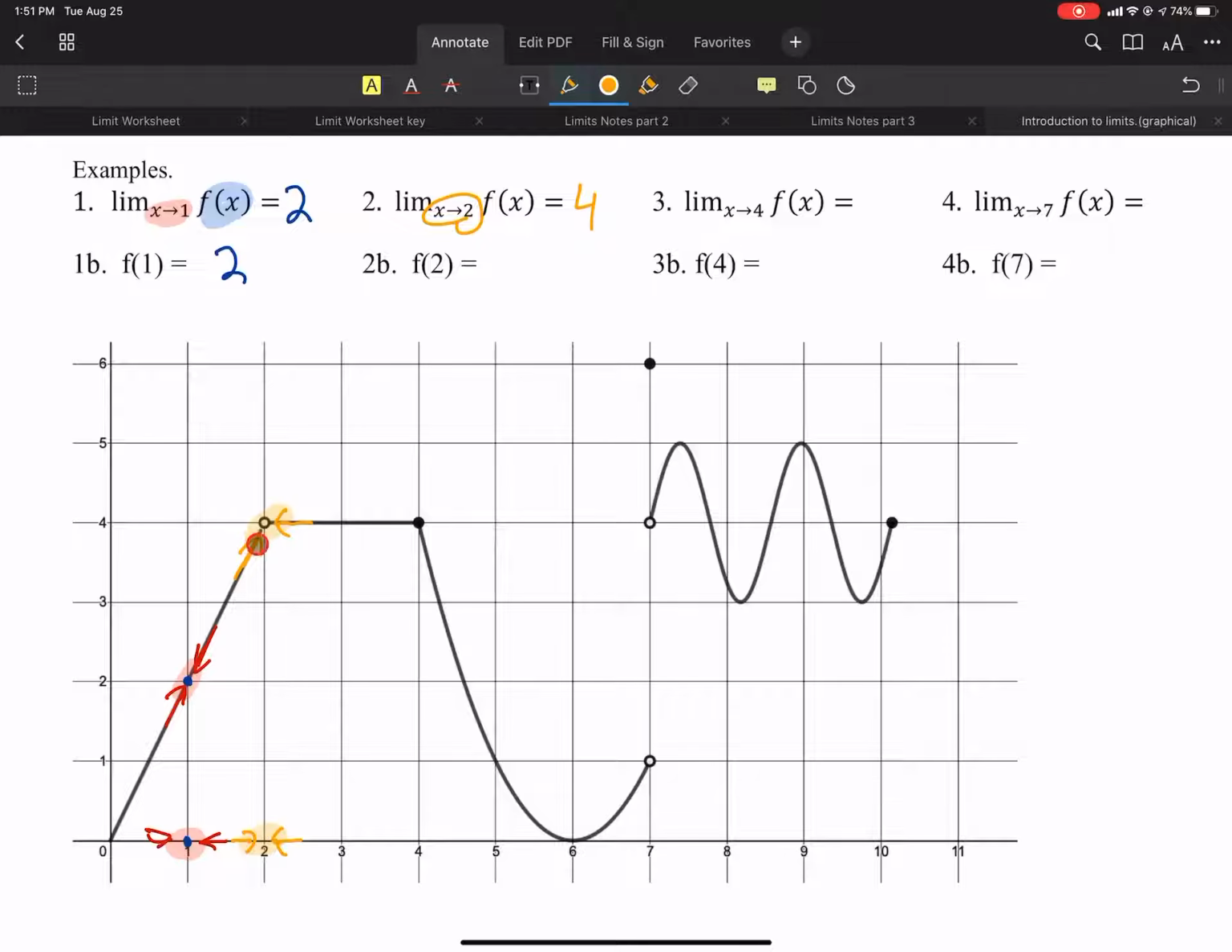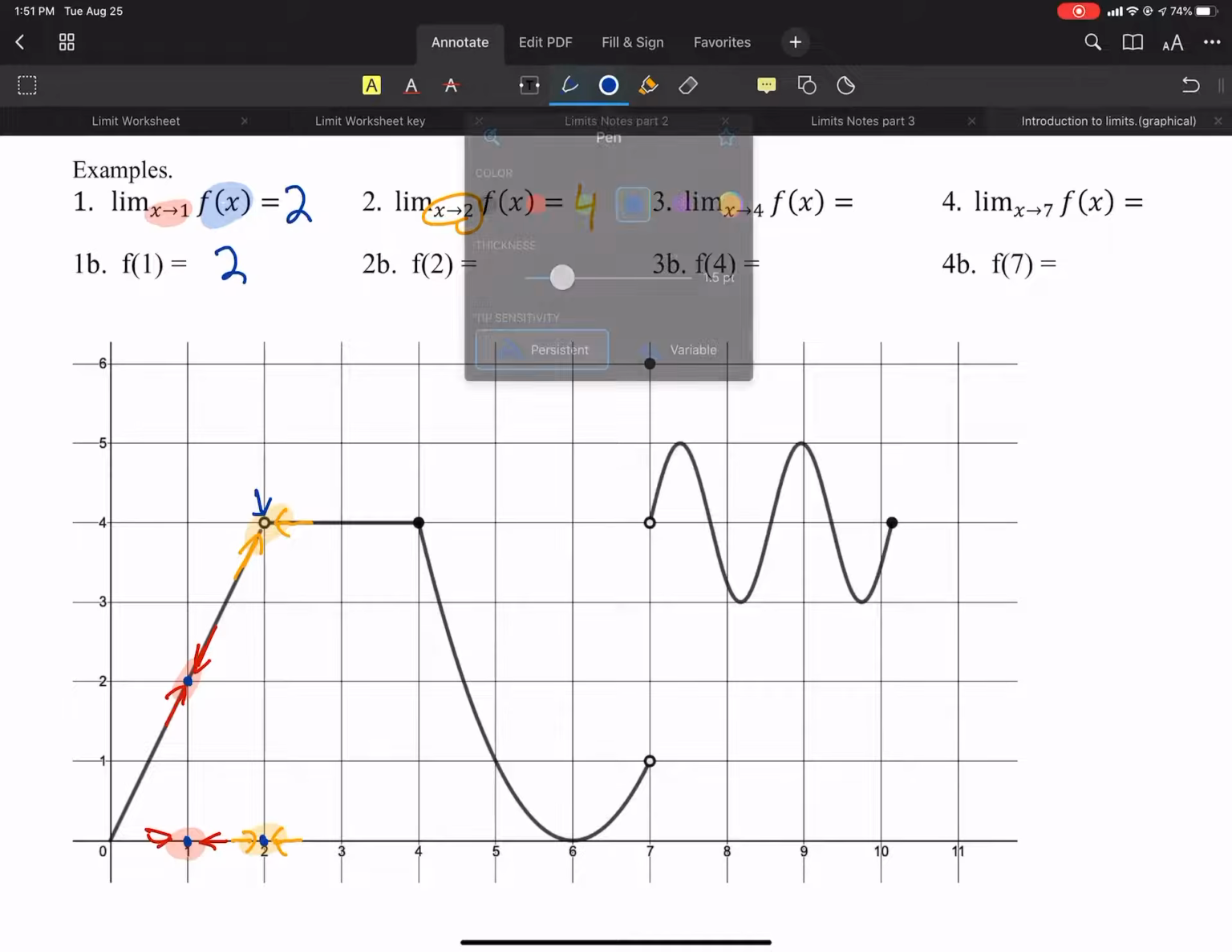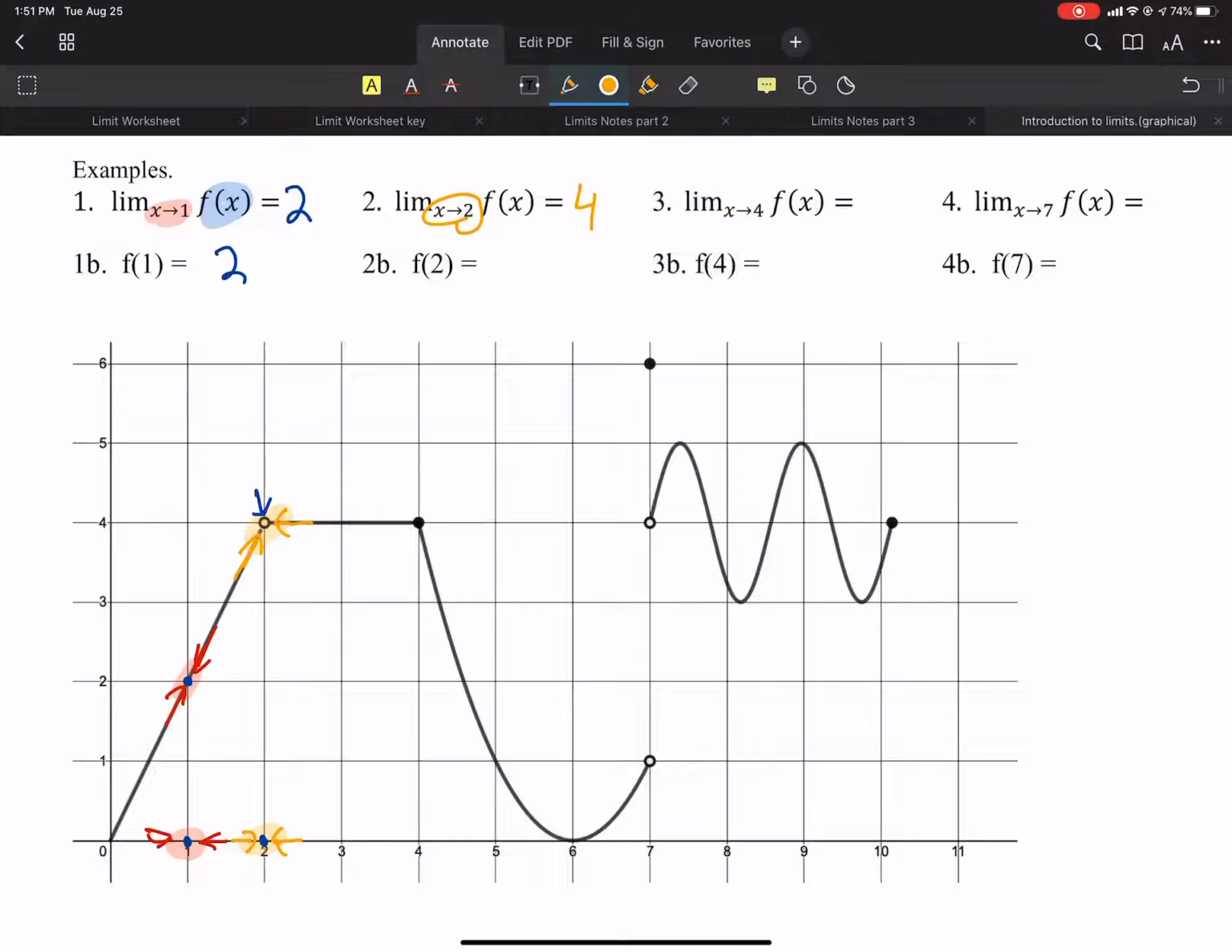Now, what's happening at 2 itself? Let's take a look-see at 2. So 2 is right there. The y value, if you look at that point there, it's an empty hole. It does not exist. So therefore, f of 2 does not exist. And we write it with D and E. That represents does not exist. So that's what's happening at 2.